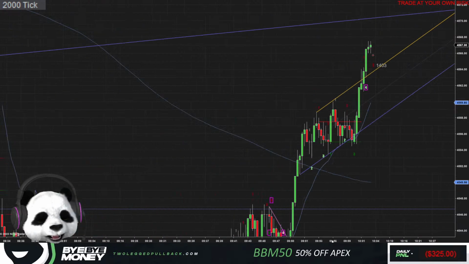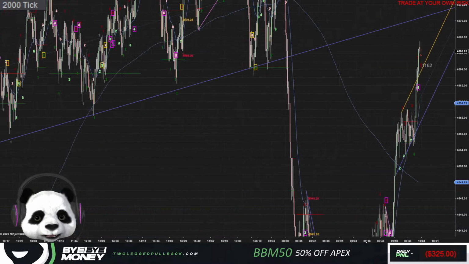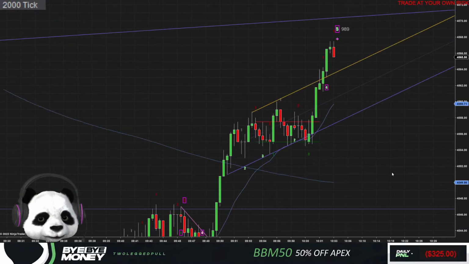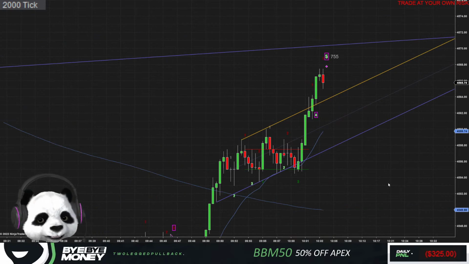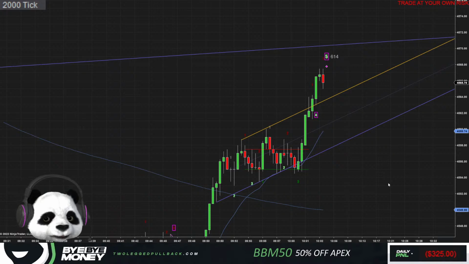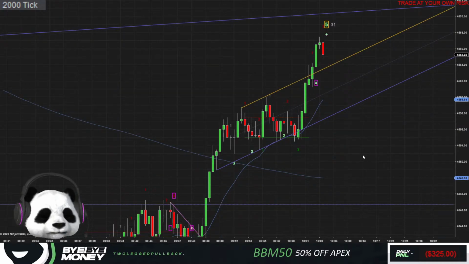I mean, we basically retraced the entire breakdown here. So the breakdown means almost nothing at this point. We're above the 50% mark of the breakdown, right? This is where we got the profit taking here. We broke above it.